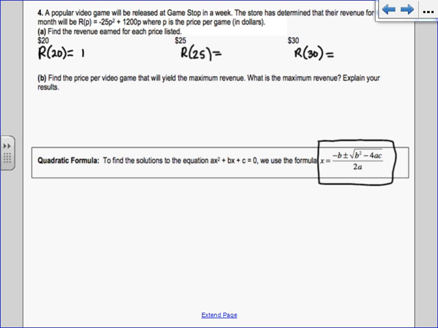So we're plugging it in, and we get 14,000. It's not a hard question. You can do this. You're just plugging in numbers into this section right here.